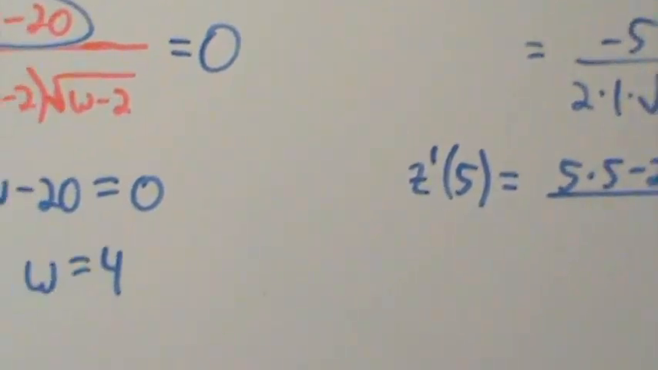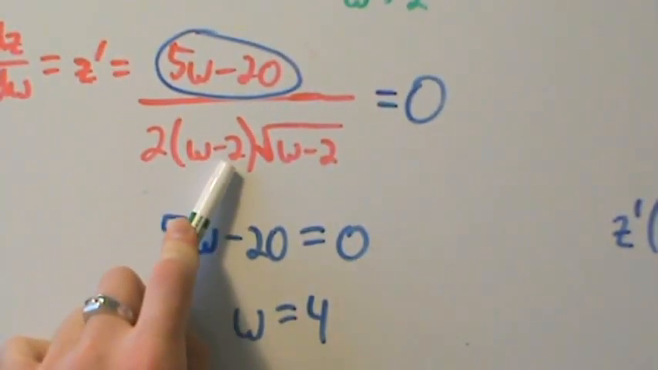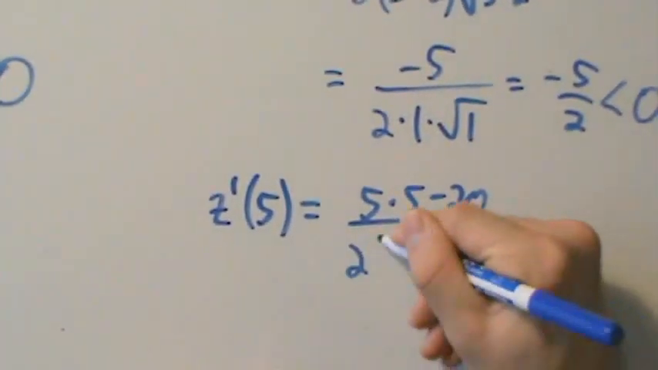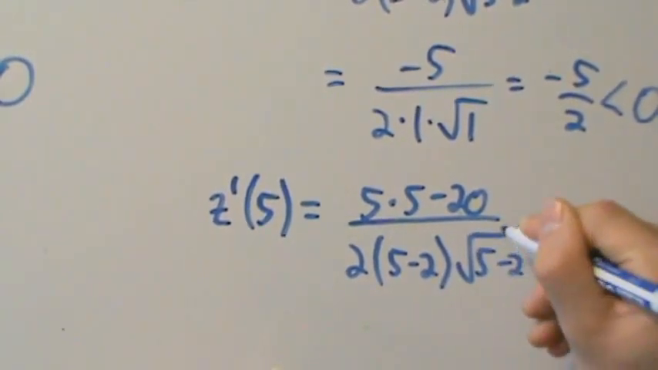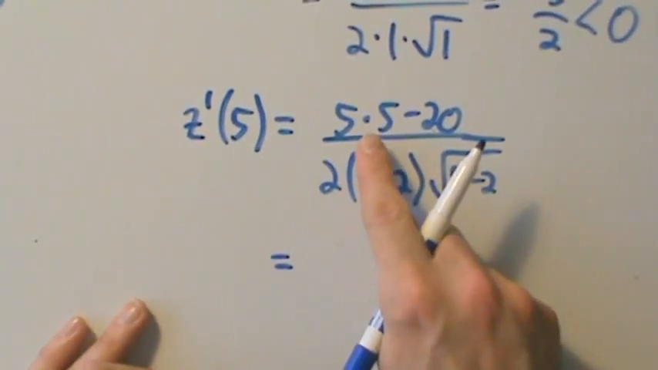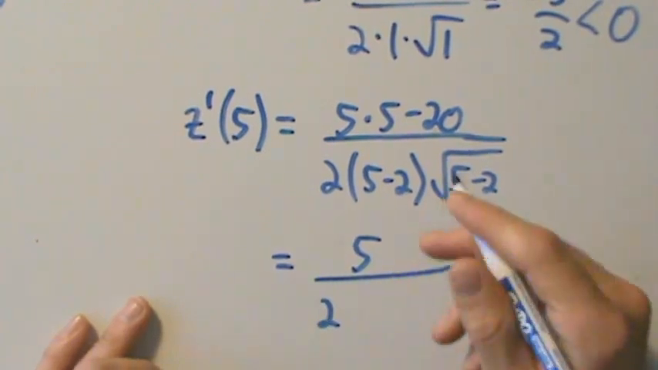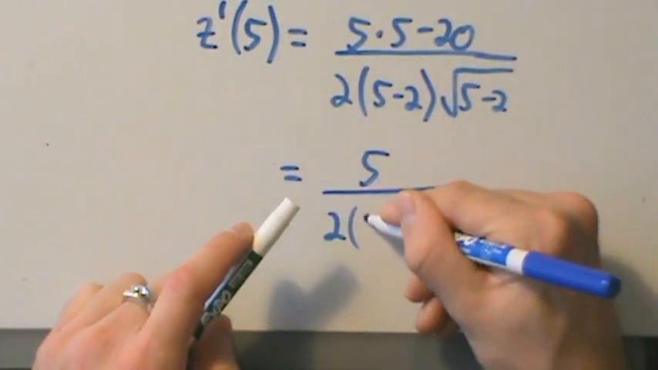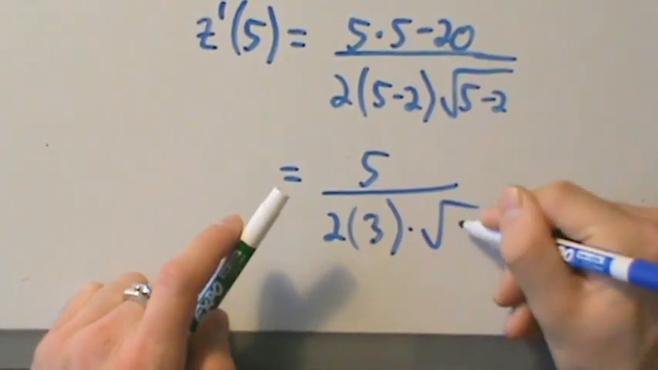And let's get this right this time. So now we have 2 times the quantity 5 minus 2 times the square root of 5 minus 2. All right. So let's simplify just a bit. 5 times 5 is 25. 25 minus 20 is 5. 5 over 2. So this 2 is still here. And then 5 minus 2 is 3, square root of 3 is square root of 3.